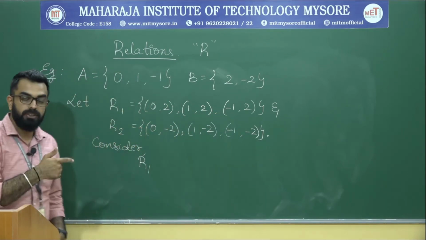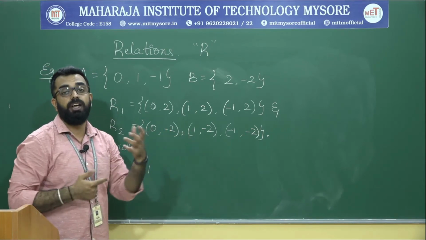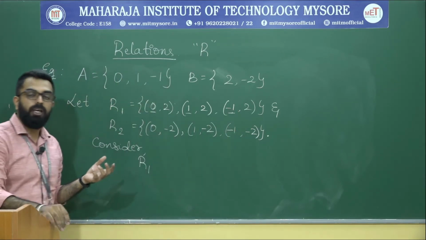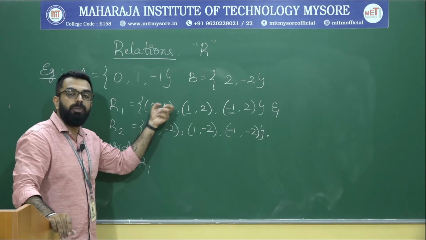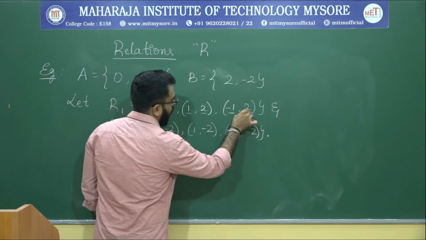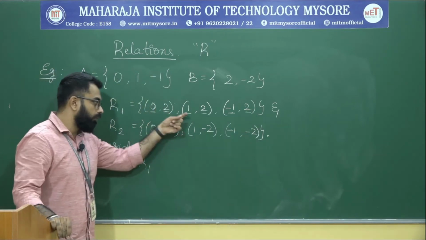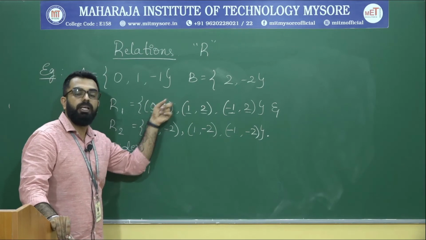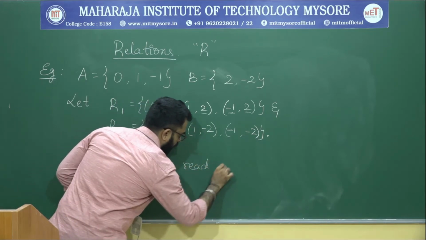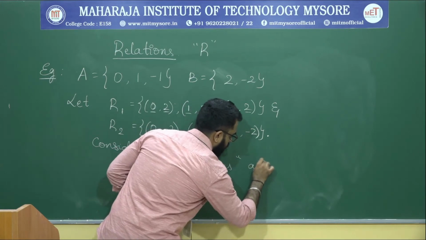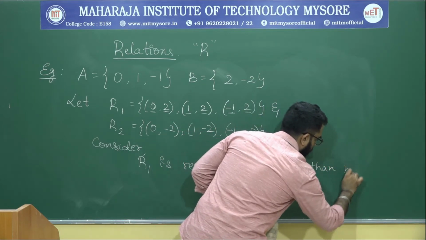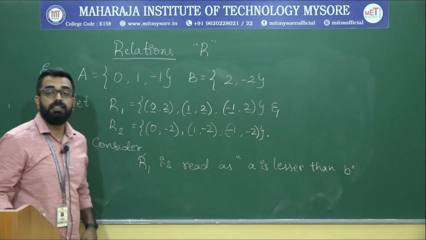If you observe all the three ordered pairs in this given relation R1, it is evident that the element A in every ordered pair is less than the element B in the same pair, correct? 0 is less than 2, 1 is less than 2, minus 1 is less than 2. So, R1 is read as A is lesser than B.